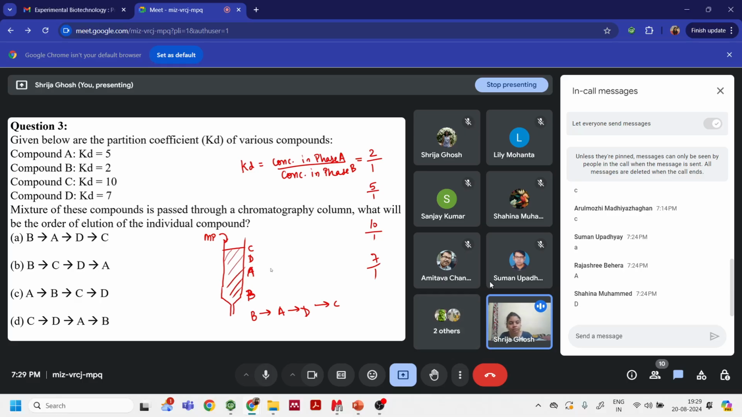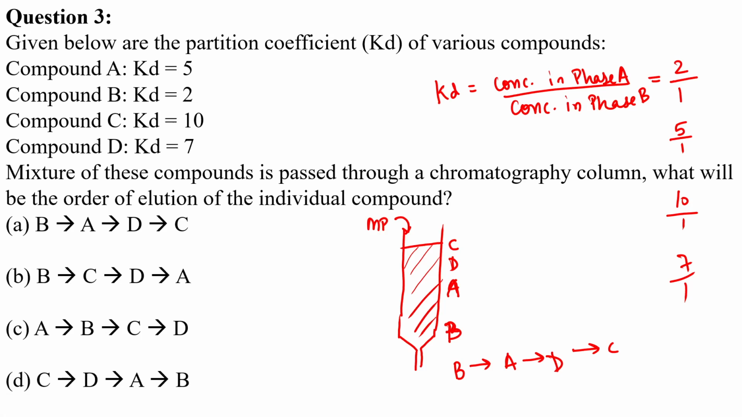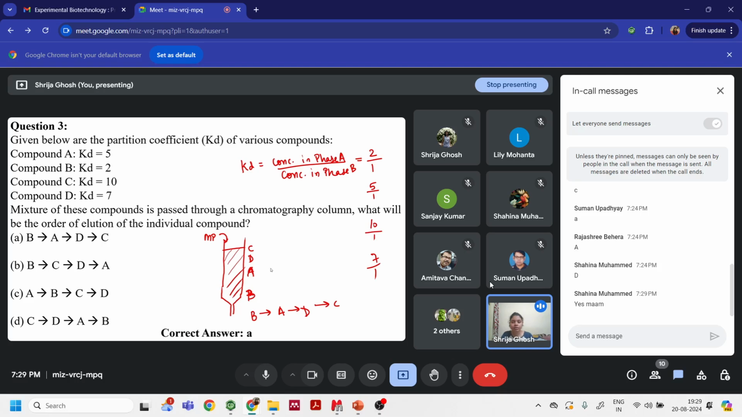So Shahina, do you understand why the order will be BADC? Yeah, good. So the correct answer is option A. Anyone has any doubt in the concept of partition coefficient or any of these questions, or any other question you have in mind? I can try to solve it. Okay. I hope this concept is clear then.